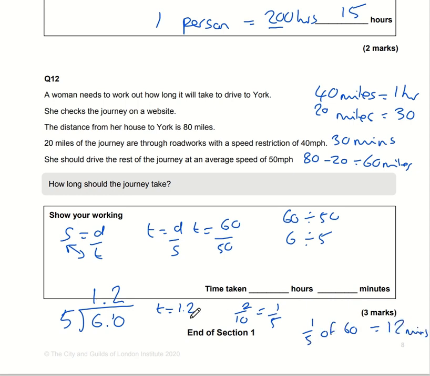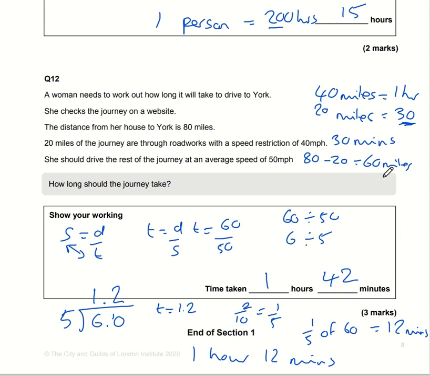So this part of the journey is, it's all getting a bit messy now. That is 1 hour and 12 minutes. And we've also got the 30 minutes from the other bit of the journey. So 30 minutes plus 12 minutes comes to a total of 1 hour and 42 minutes.